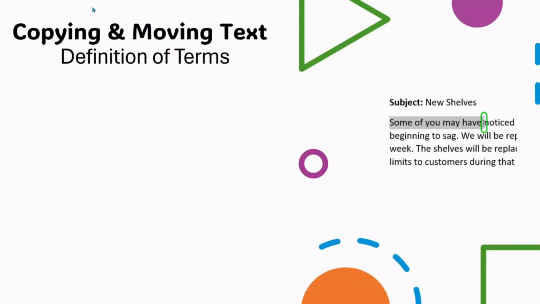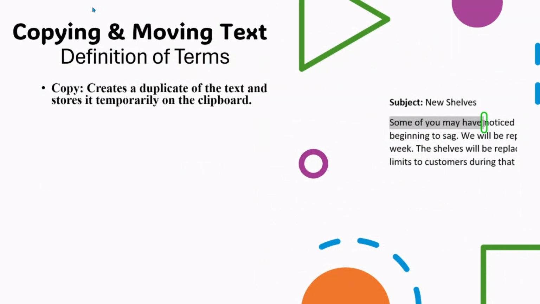So now we're going to get into some definition of terms as it pertains to copying and moving text. The first one we want to look at, copy. And I'm sure you all would have copied a text at some point in your life. So you see, when you're copying a text, you're actually creating a duplicate of the text and you're storing it temporarily on the clipboard. So not forever, but for a short period of time.